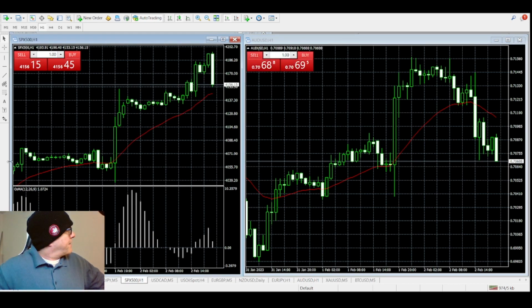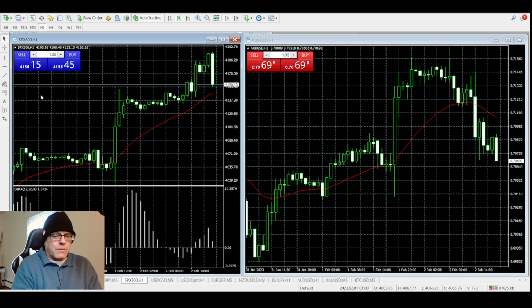keep in mind that you are seeing on the left the S&P 500 index, and on the right you are seeing the Australian dollar versus the USD. But what I do is I still use the MT4 platform. Okay, I look at it this way: if it's not broke, don't fix it.